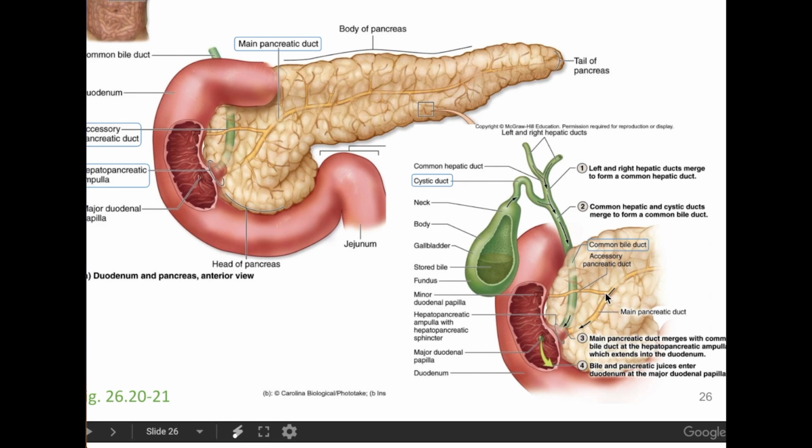There's also another little accessory duct right here. This is the accessory pancreatic duct right here.